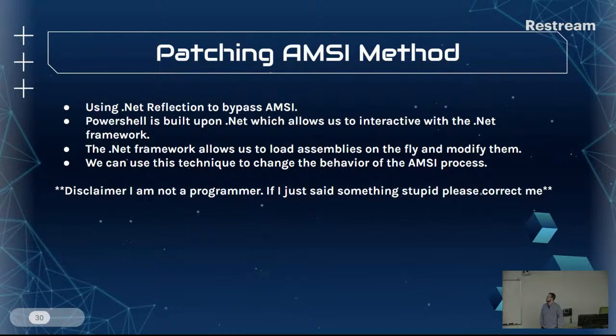PowerShell is built upon .NET, which allows us to interact with the .NET framework. Part of the .NET framework allows us to load assemblies on the fly and modify them. This is what's usually referred to as reflection. You're going to go ahead and use PowerShell. You can then load in the assembly, which is what they just call basically functions, right? So .NET's built on a bunch of different functions. You can load those functions and then you can modify them and then change them.